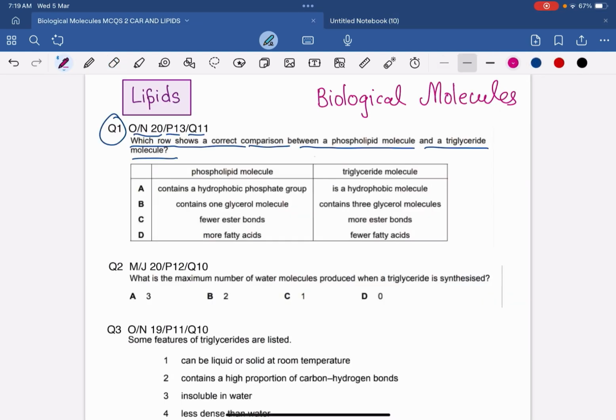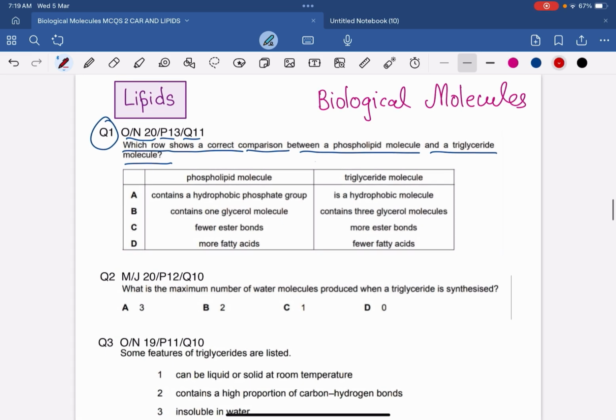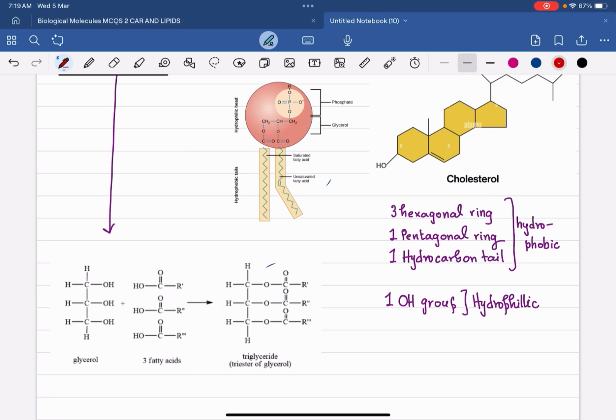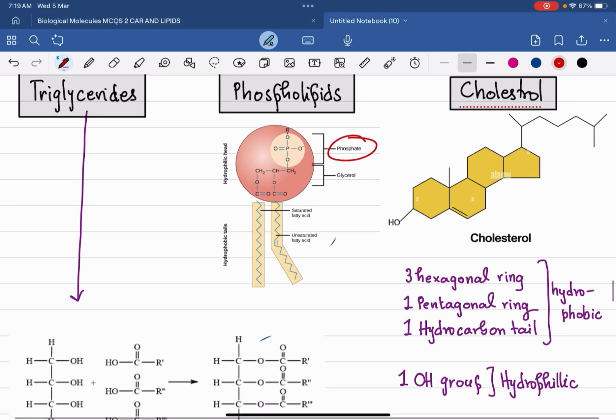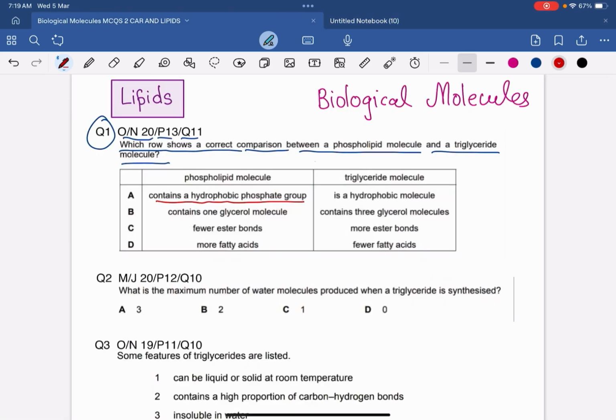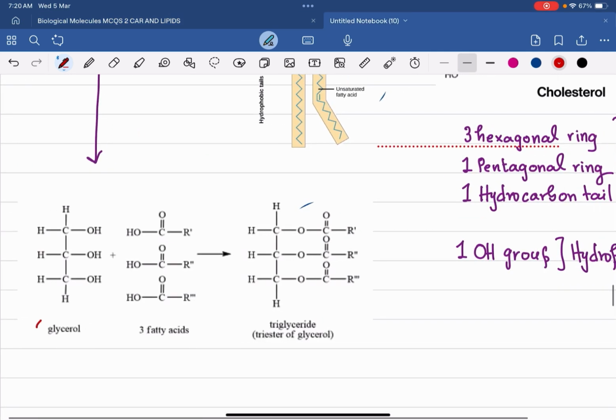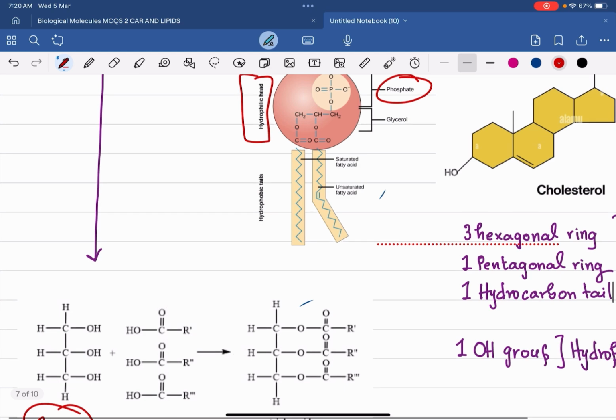So now let's look at the options one by one and try to figure out the correct answer. Phospholipid molecules contain the hydrophobic phosphate group. I already told you guys that the phosphate comes in the head. The phosphate group comes in the head portion of the phospholipid molecule, and the head portion is hydrophilic in nature. So option A is incorrect. Contains one glycerol group. Yes, it is correct that phospholipid contains one glycerol molecule. Then they say that triglycerides contain 3 glycerol molecules. No, triglyceride also contains one glycerol molecule just like the phospholipid.